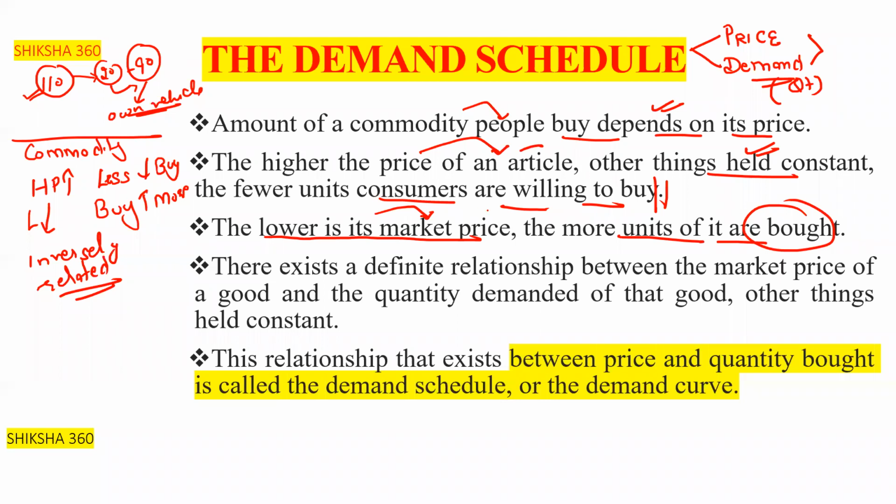So there exists a definite relationship between the market price of a good and the quantity demanded of that good, other things held constant. Other things we have to keep constant.